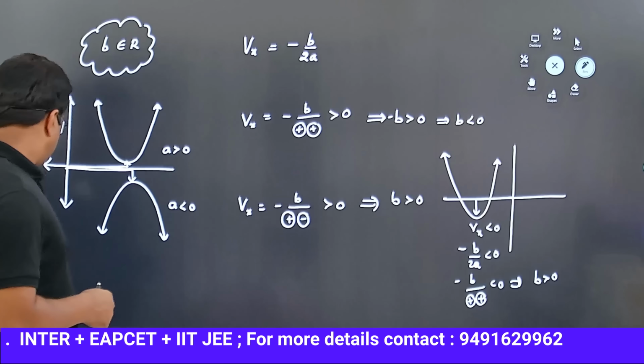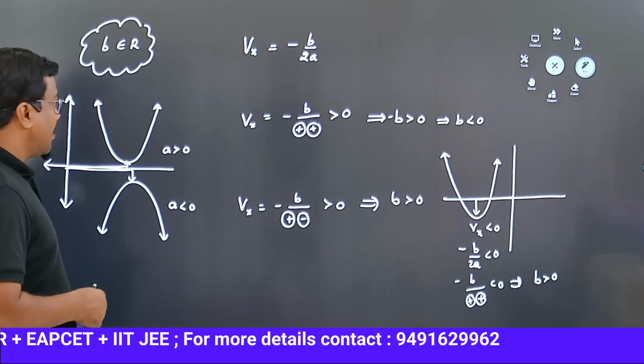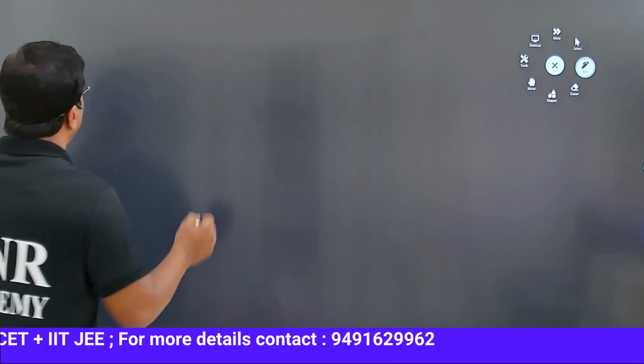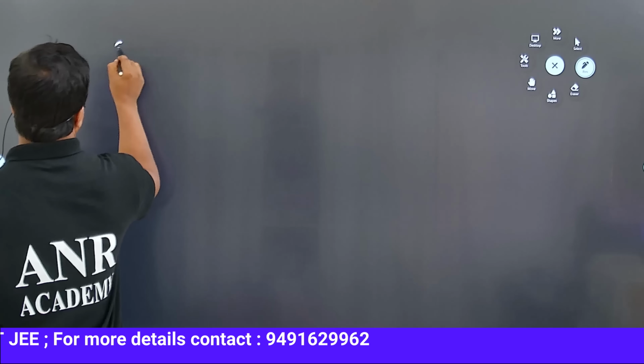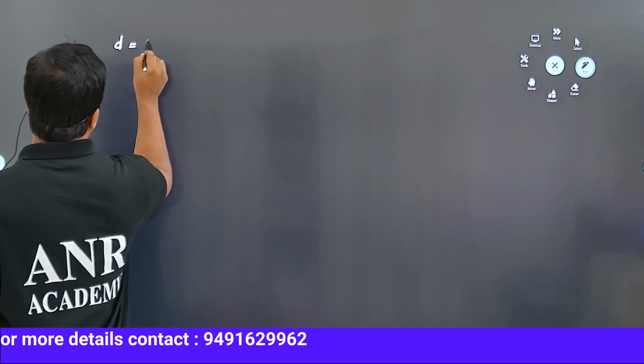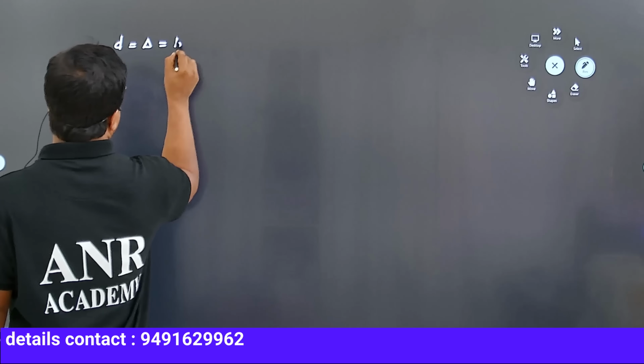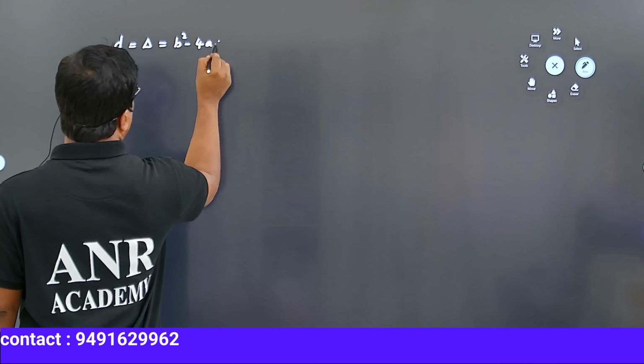And next, d. D is nothing but the discriminant delta, b square minus 4ac.